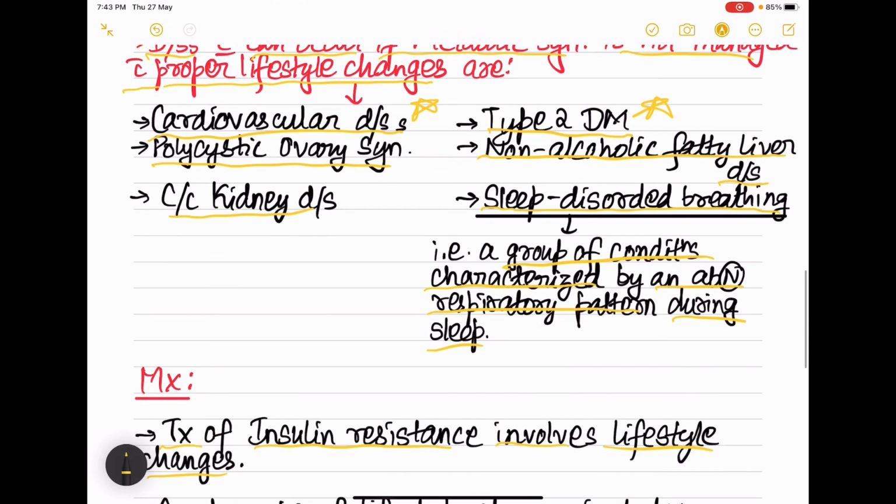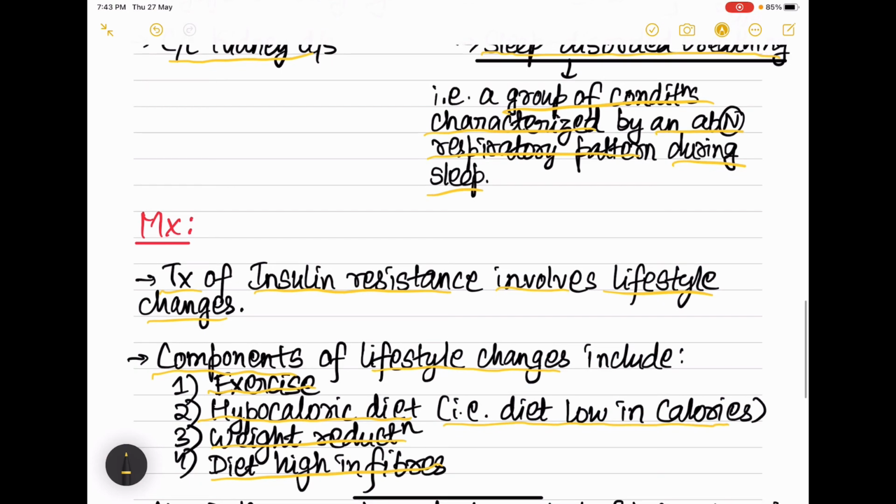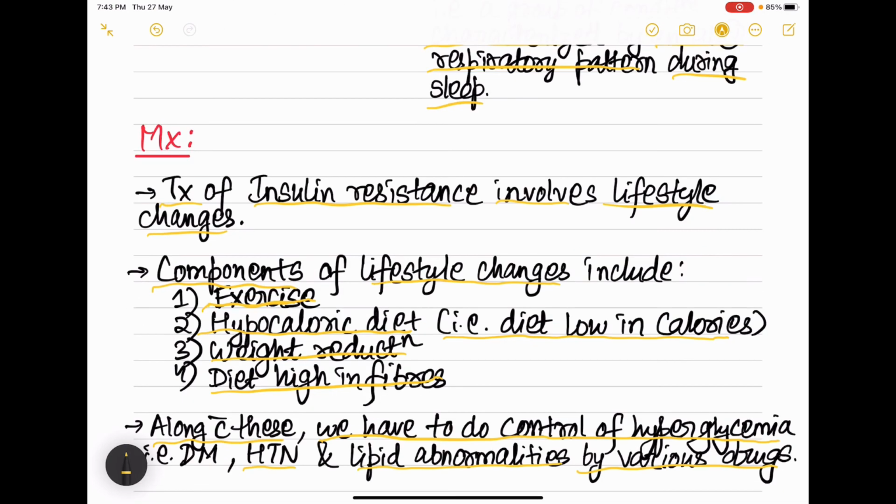And management basically includes lifestyle changes, that is we have to do exercise, hypocaloric diet should be taken, weight reduction should be done, then we should take diet which is high in fibers, and along with that we have to manage hyperglycemia, lipid abnormalities, and hypertension with various drugs which are required for that. That is the drugs which help in controlling hyperglycemia, hypertension, and lipid abnormalities.